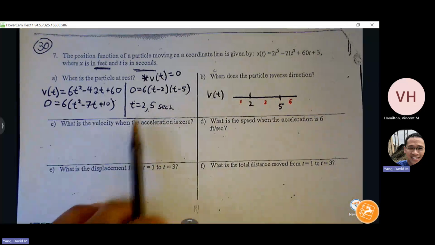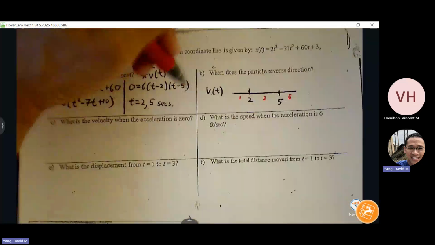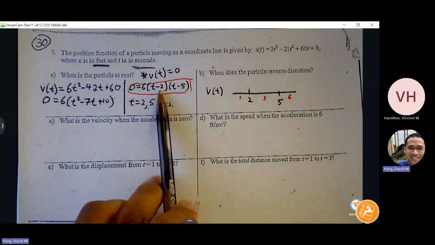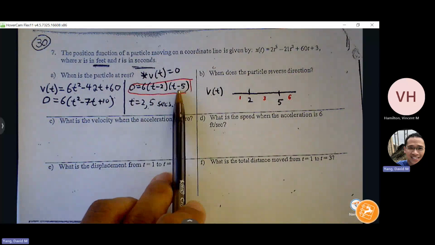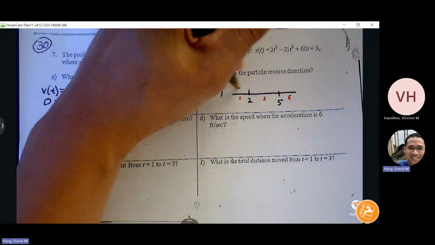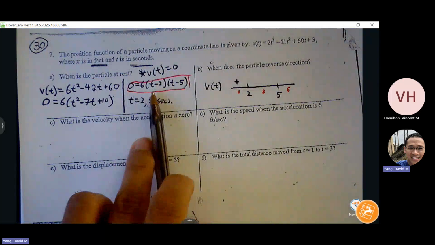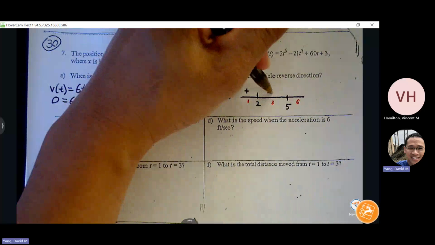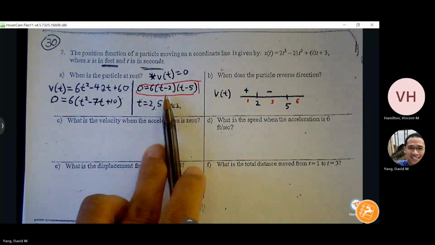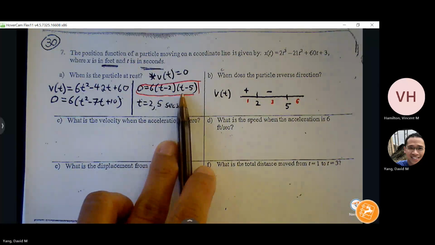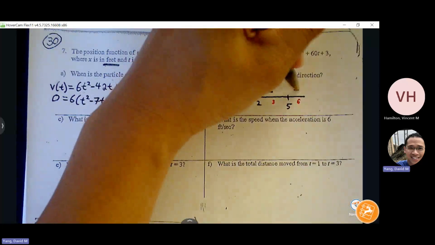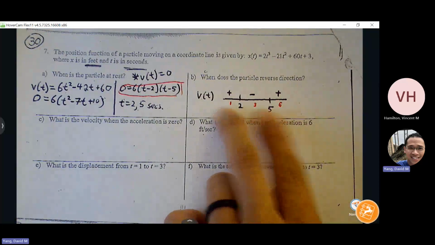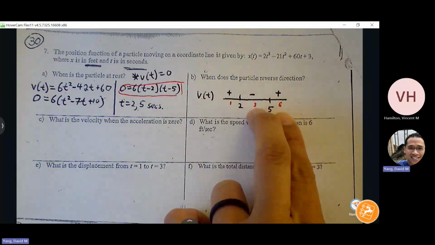So 1 gets inserted into the factored form of your velocity function. So 1 minus 2, negative. 1 minus 5, 2 negatives makes positive. Plug 3 in, 3 minus 2, positive. 3 minus 5, negative. 6 minus 2, positive. 6 minus 5 is positive. So we have all these intervals of positives here. So reverse direction is at 2 and 5 because my velocity changes signs.